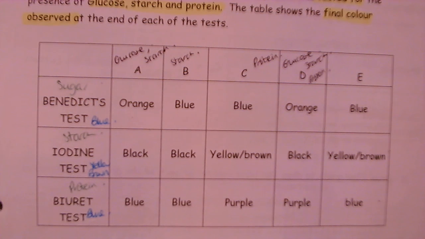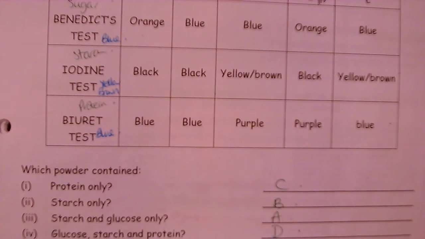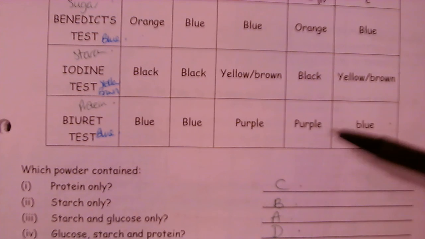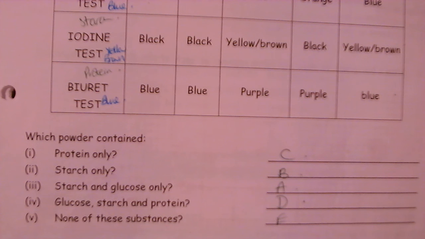So we look at what they're asking us. We want the one that contains protein only. Looking at what you've jotted down at the top, that would be C. We're looking for the one that has only starch in it, so that is B. Starch and glucose, A tested positive for both of those. Glucose, starch and protein, so D is the one that tested positive for everything. And then E, as we found out from our wee test, E didn't have any of those in it.